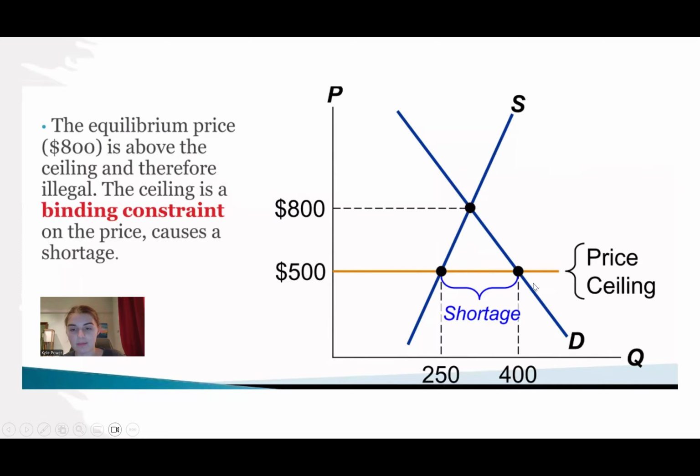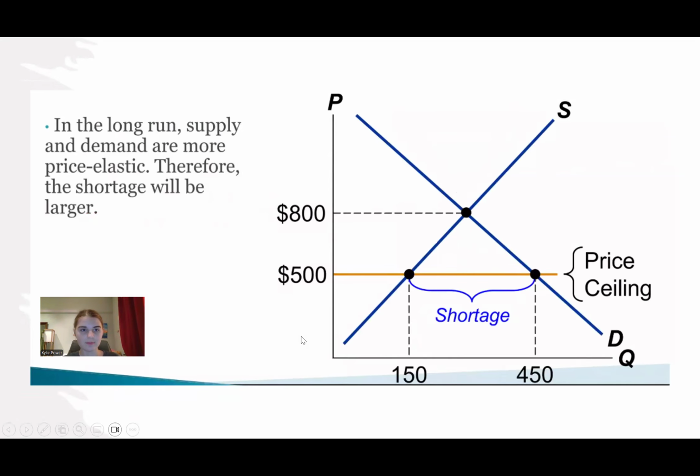So that's going to be that gap, right? So if our demand for a good exceeds our supply, that space between is a shortage because there's more demand. So people want more than what's available in our marketplace. In the long run, supply and demand are a little bit more what's called price elastic, and we'll talk about price elasticity in a later chapter. Therefore, we're going to end up having a bigger shortage than we originally would.